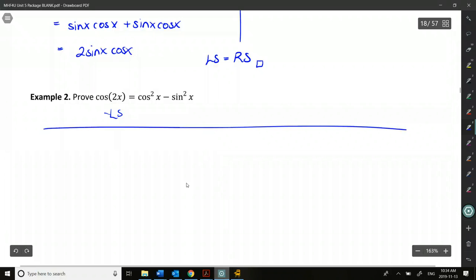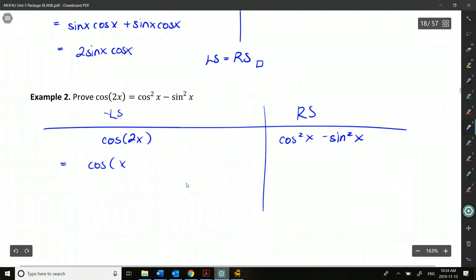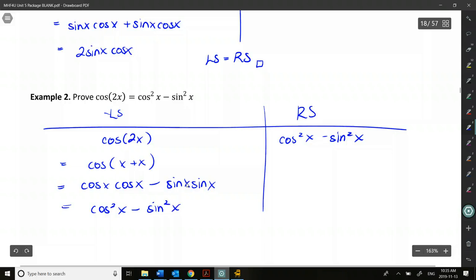All right, I'm just going to recopy the one from above because I'm going to use a little bit of this to show you the other cosine double angle formulas. So with the one from the worksheet, we did x plus x, and then this expanded out into cos x cos x from the cosine addition formula minus sine x sine x. And that gives us cos squared x minus sine squared x. So we have left side equals right side.